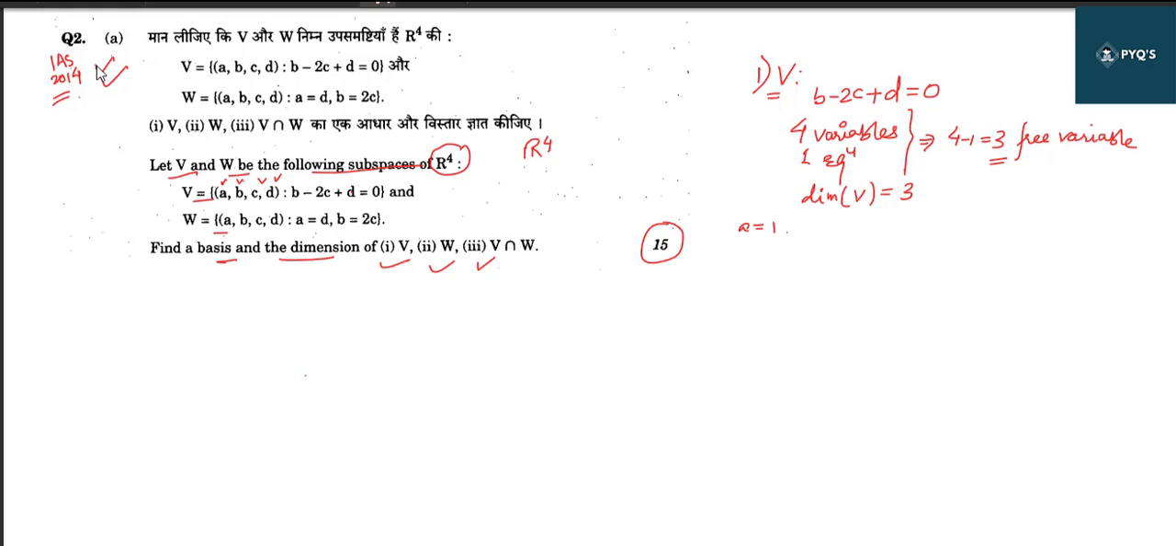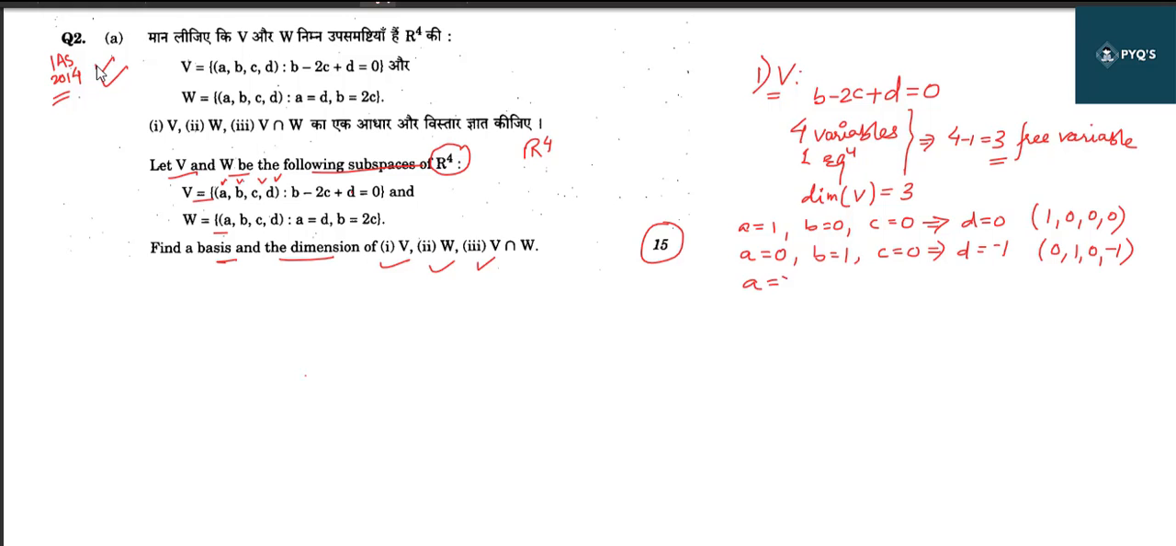For example, A equals 1, B equals 0, C equals 0. Then from this equation we get D equals 0. So one vector is 1, 0, 0, 0. Now for the second, you can put A equals 0, B equals 1 and C equals 0. Then you put all this here, and you get D equals minus 1. So the next vector will become 0, 1, 0 and minus 1.